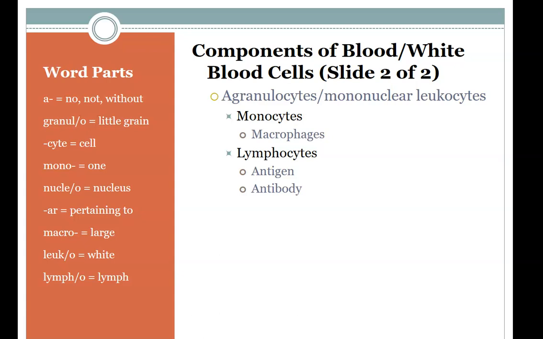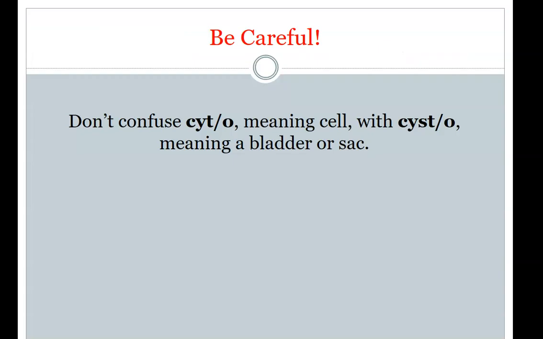Then we've got your word parts. A again would be no, not, and without. Granulo is little grain. Cyte is cell. Mono equals one. Nucleo is nucleus. R pertaining to. Macro equals large. Leuko equals white. And lympho is lymph. Be careful not to confuse cyto meaning cell with cysto, which means bladder or sac.